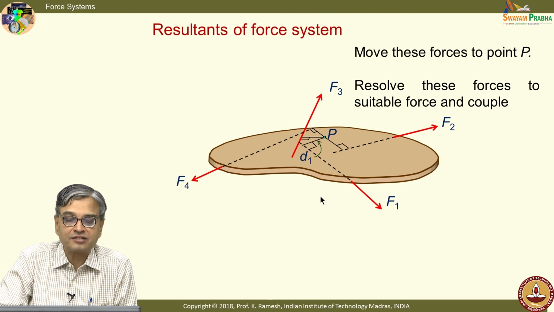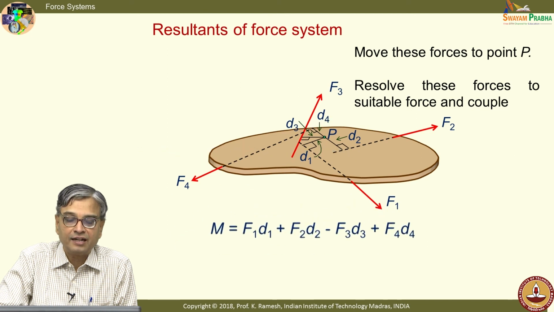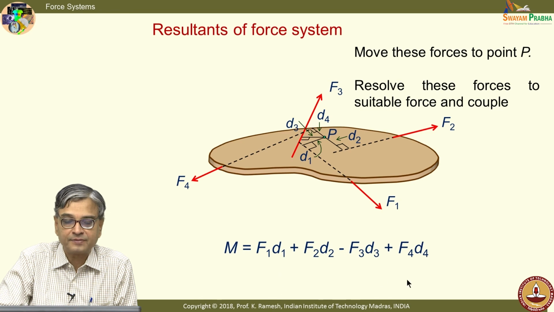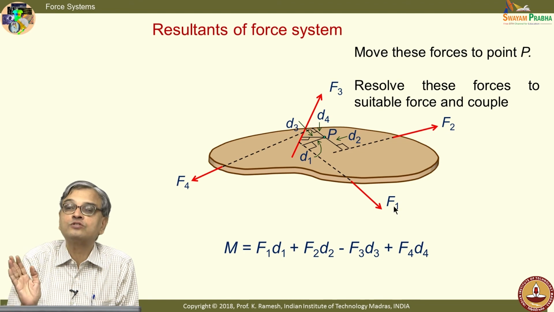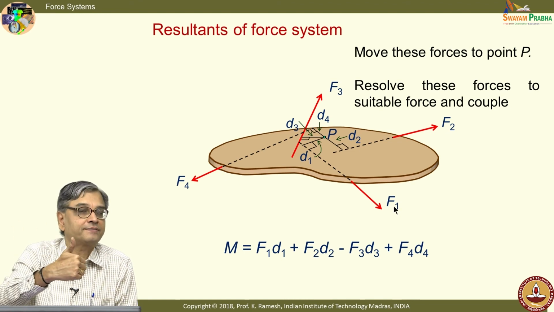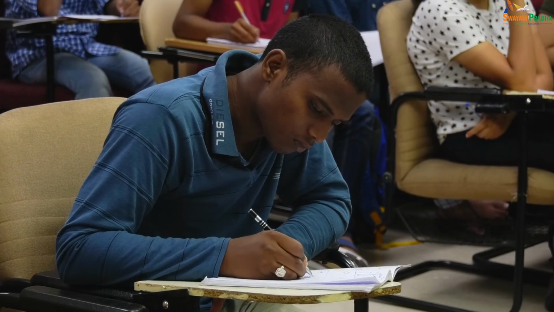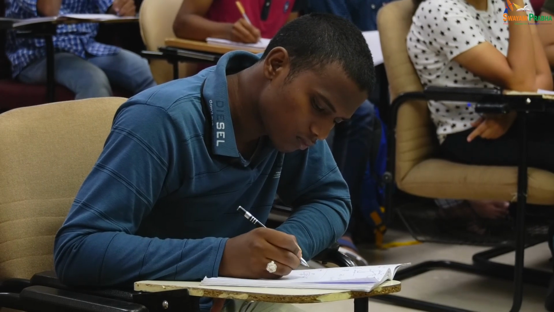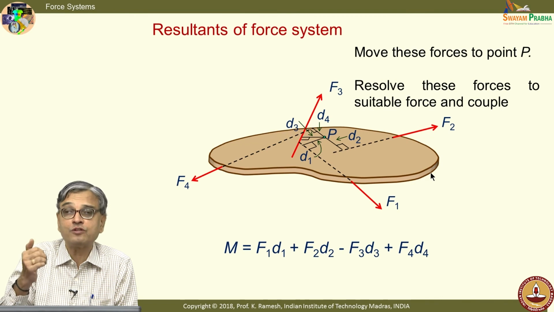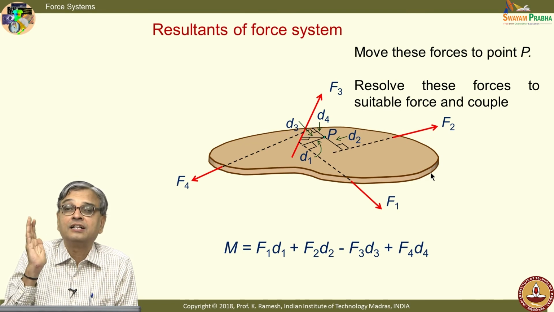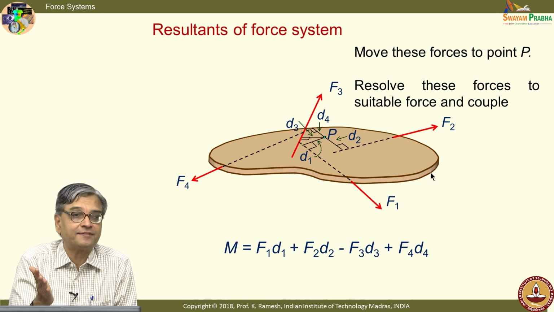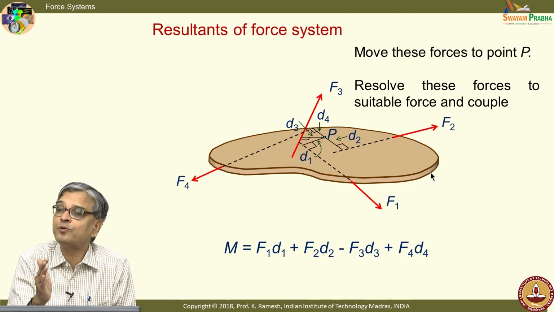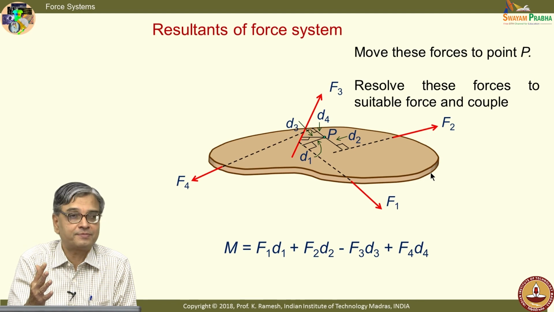I put these distances as D1, D2, D3, D4 and I get the net moment like this, because you can see that forces F1, F2 and F4 introduce an anti-clockwise moment, whereas force F3 introduces a clockwise moment. So, that is negative. I would like you to visualize the sense of rotation physically. That would greatly help you to understand when you solve problems.